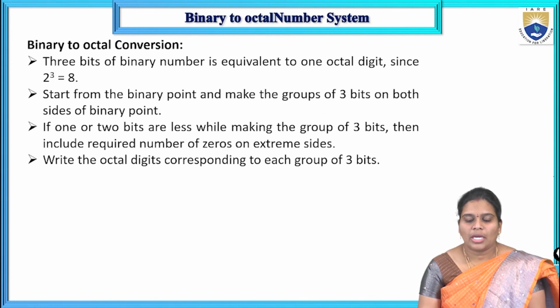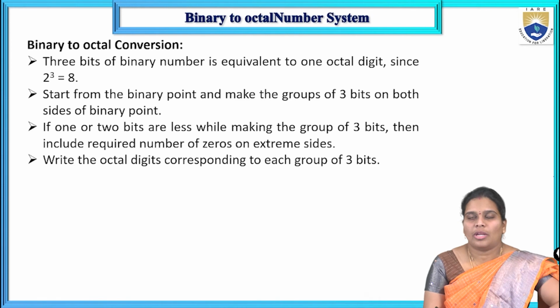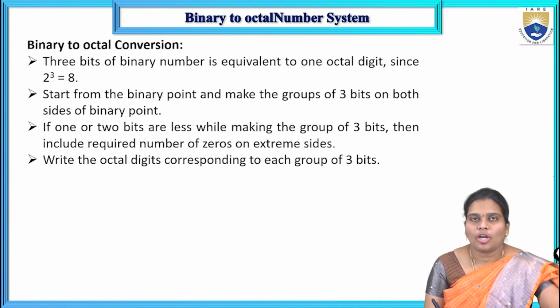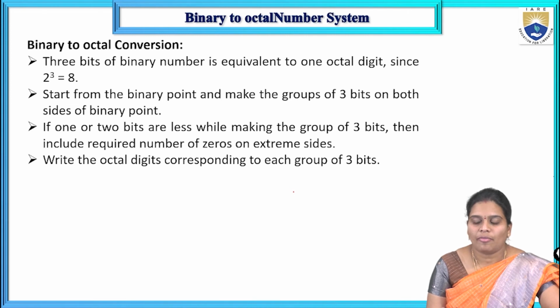So next conversion is binary to octal conversion. In the octal number system, the base value is 8. We are taking the values from 0 to 7. That means we are using the number of bits as 3 only. In binary to octal conversion, whatever binary value we take, first we divide it into 3 bits, then we write the equivalent values.